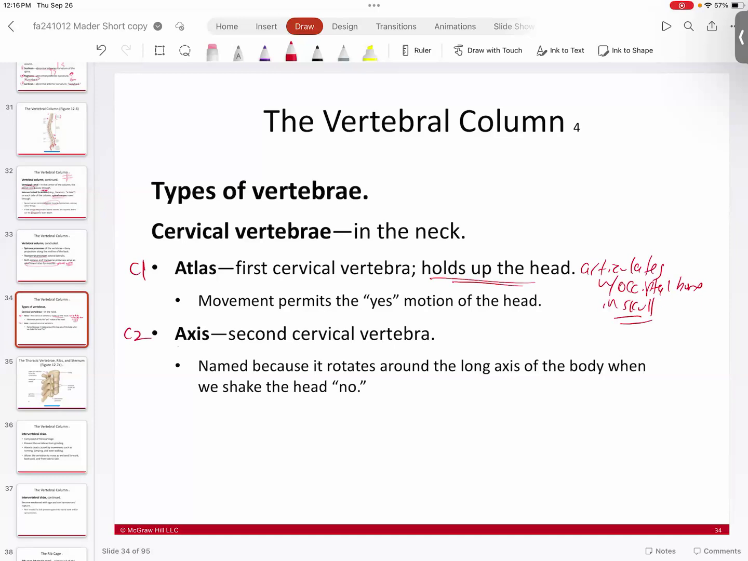And then C2 is what's called the axis. This is your second cervical vertebra. It's so named because one of the structures that it has is a long process called the odontoid process along the long axis. When we shake our head no, it basically allows a pivot. If you take a look, the axis has a process that sticks up like this that allows you to pivot around that process. And that's why it's called the axis.